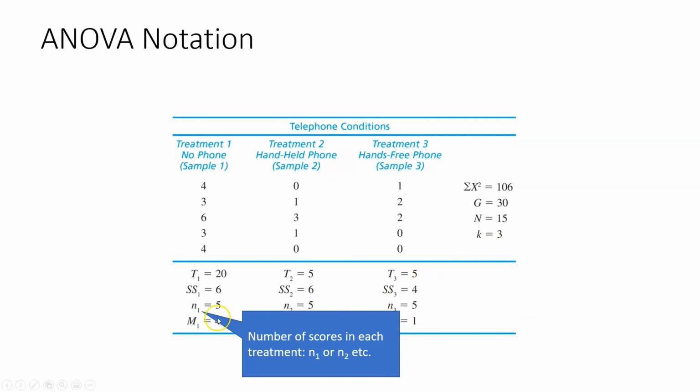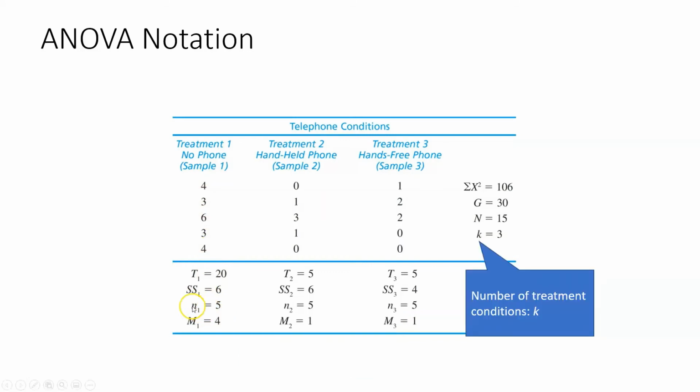First, the little n in this situation means the number of scores in each treatment. Like n1 or n2, you put a little subscript next to the treatment number. So this is treatment 1, so all of these have here a sub 1. This is treatment 2, so they all have a sub 2. But n is the number of scores inside this treatment. So here there's 5 scores. Little n equals 5. K represents the number of treatment conditions. You can see here we have treatment 1, treatment 2, treatment 3, so K is 3.